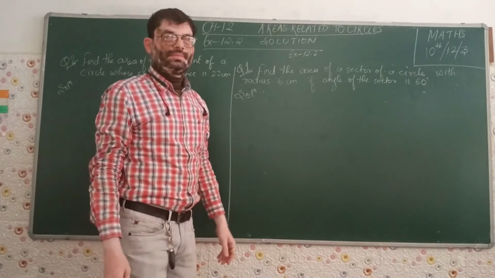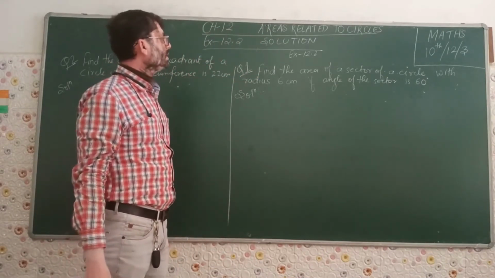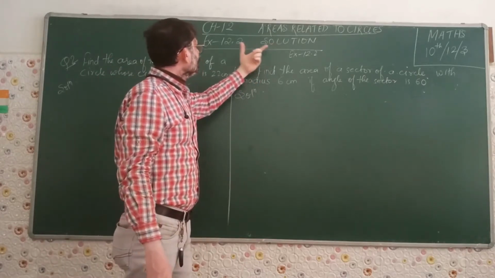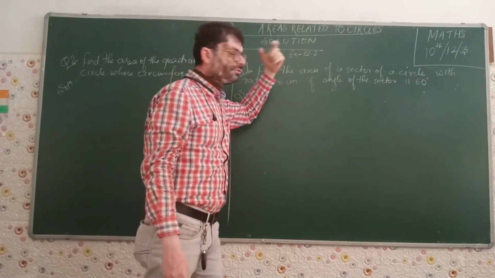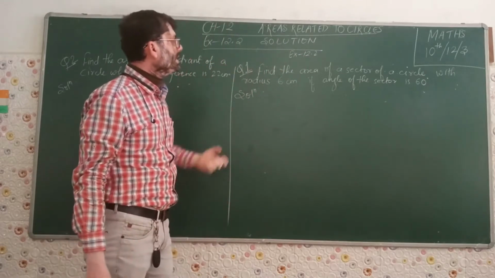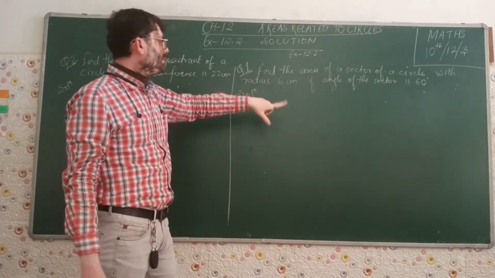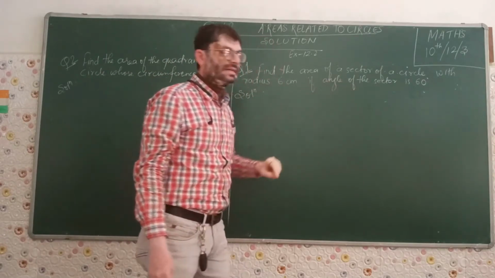In this session, we will be learning chapter 12, areas related to circle, and we will be doing the solution for exercise 12.2. For the exercise 12.2 from NCERT textbook, the question number 1 is, find the area of a sector of a circle with radius 6 cm if the angle of the sector is 60 degree.